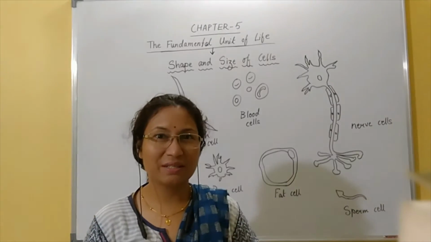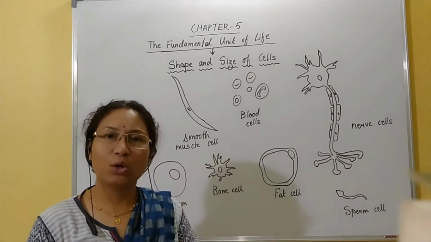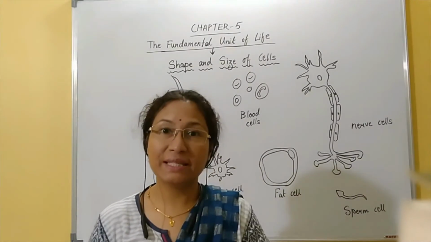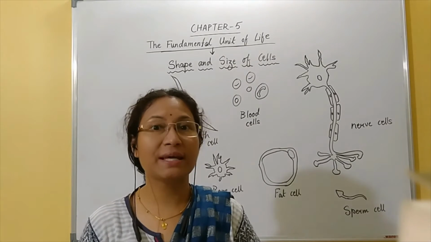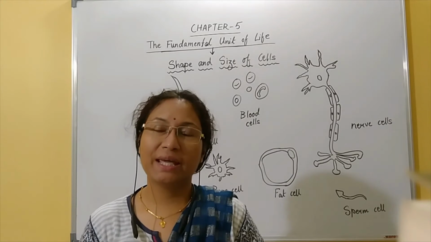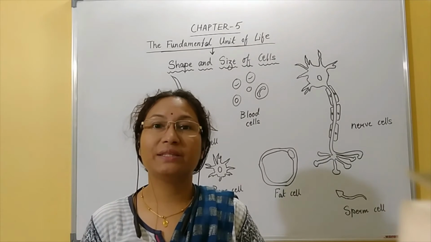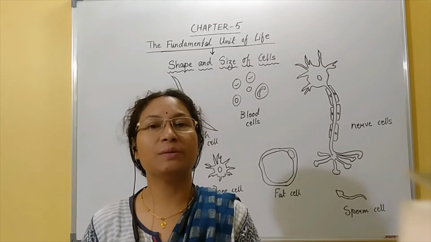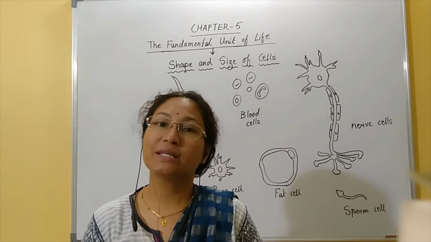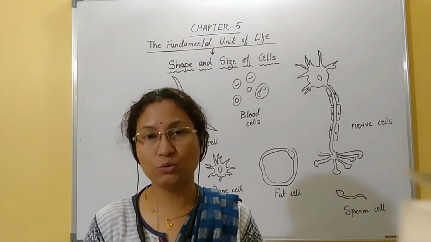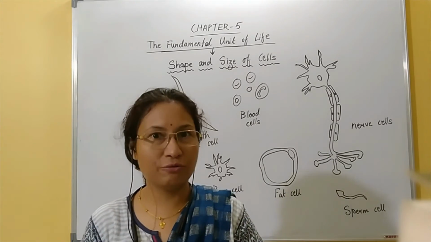So greetings student. Now the shape and size of the cells. Do all the cells in any organism's body look alike? Do they have the same functions? The answer is no. In a multicellular organism's body, there will be many tissues, there will be many organs which will be performing different functions. So according to what functions they do, the cell has to modify itself to suit that particular function.